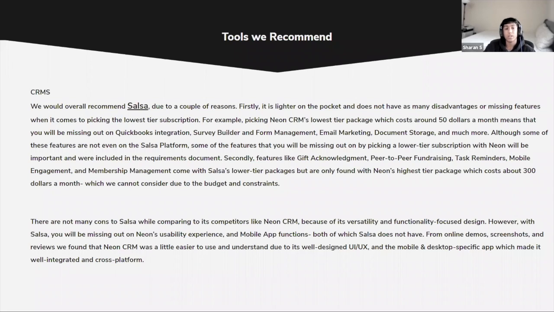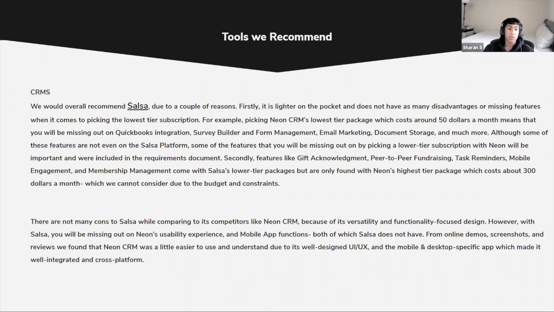Our overall recommendation for the CRM tool would be Salsa. Firstly, Salsa is lighter on the pocket and does not have many disadvantages or missing features when it comes to picking the lowest tier subscriptions. For instance, picking the lowest tier subscription for Neon, which costs around $50 a month, will mean that you will be missing out on the QuickBooks integration, survey builder, form management, email marketing, document storage, and many more features.